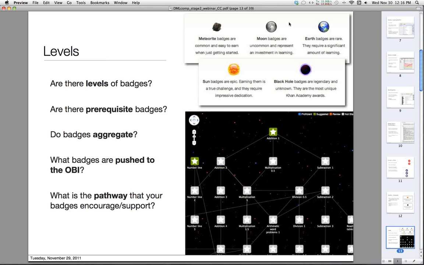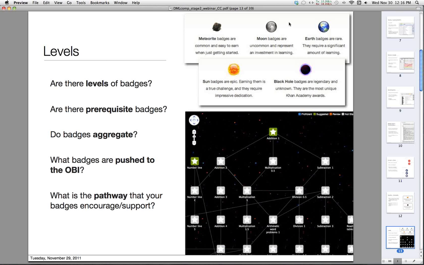And then what badges get pushed to the open badge infrastructure? And the open badge infrastructure is something that I will continue to talk about throughout the entire webinar today, because that's really how everything's plugging back in, and the software that's making everything possible at this point. And then what is the pathway that your badges encourage or support? So what's the value system underneath all of the badges?